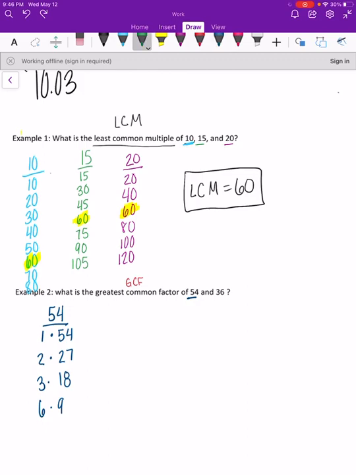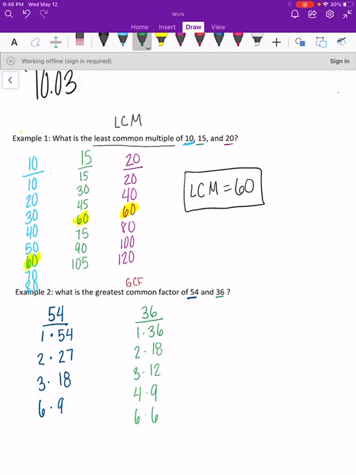Now we have to do the same thing for 36. So I always start with 1. 1 times 36 is 36. And I count down. 2 times 18 is 36. 3 times 12 is 36. 4 times 9 is 36. And 6 times 6 is 36.